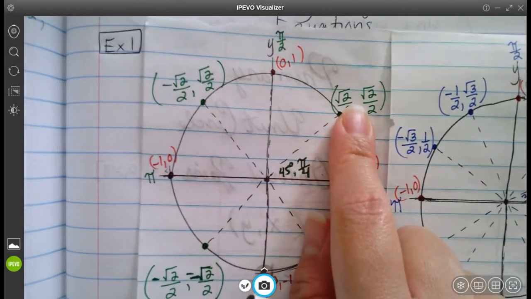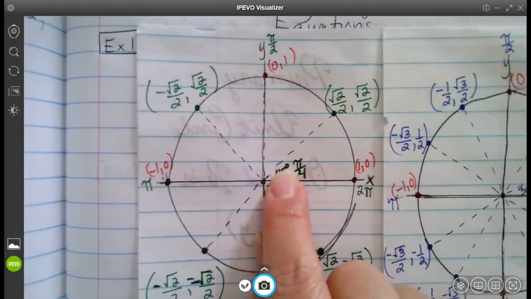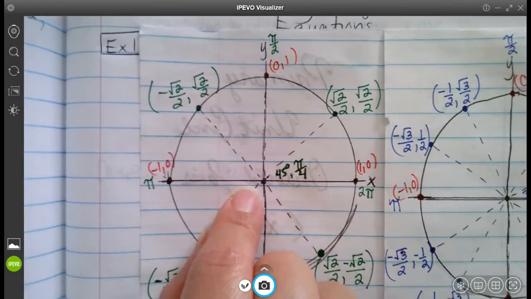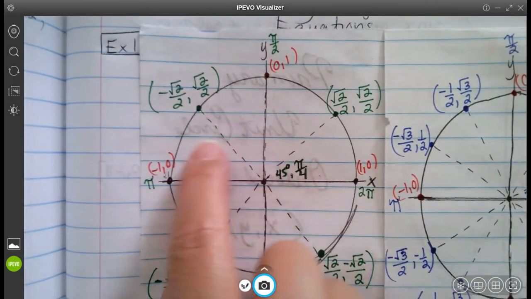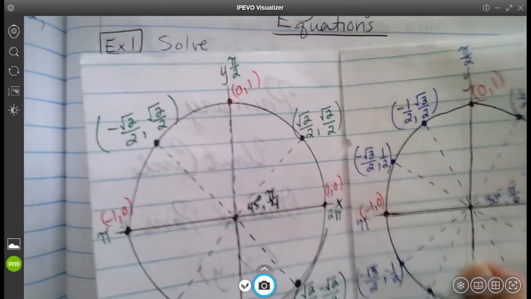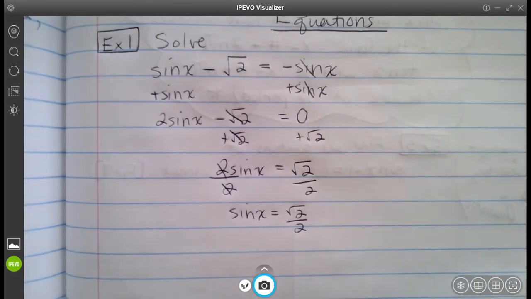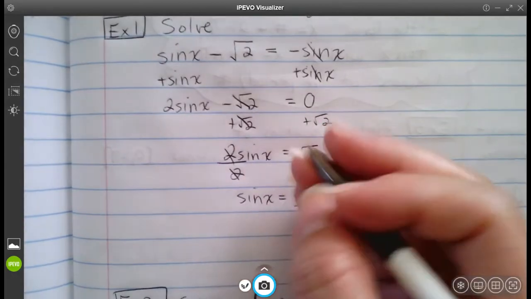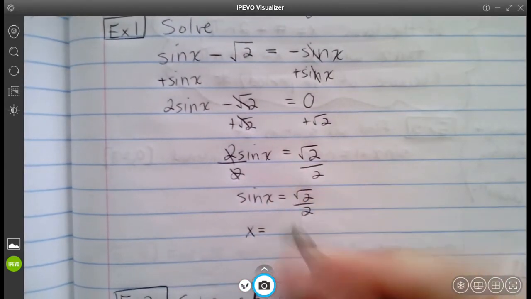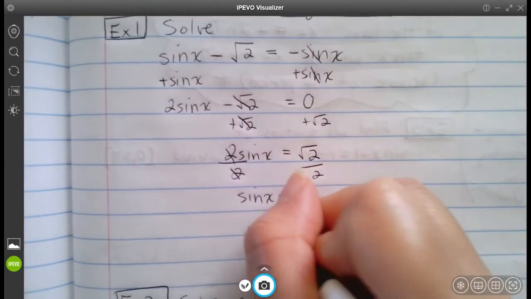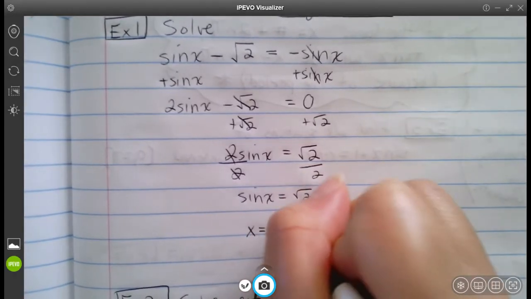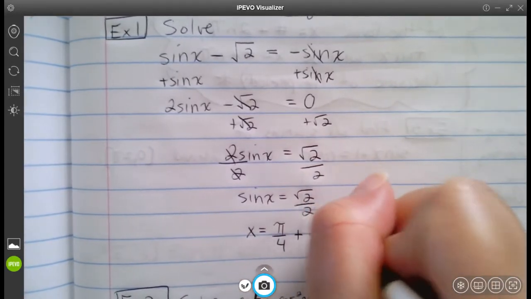So it looks like we have two places where this happens, pi over 4, and this would be 3 pi over 4, right? Because 1, 2, 3, so 3 pi over 4. So let's go ahead and write that out here. We would have x equals, okay, pi over 4 plus 2n pi.